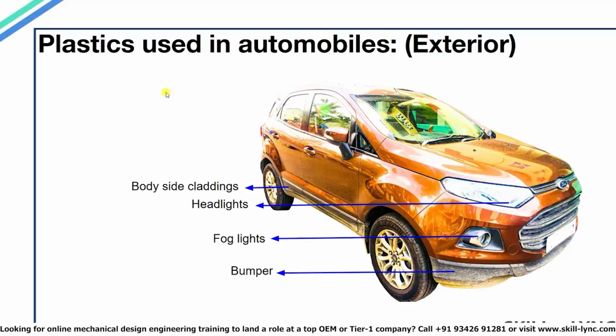This slide shows the plastic parts on the car exterior. The body side claddings, headlights, fog lights, bumpers are made using plastics. Bumpers are usually made using a combination of polycarbonate and ABS. Claddings can be made using many materials, but ABS is also used for making claddings. And car headlights are also made using injection molding. Polymethyl methacrylate is the material used for headlight.